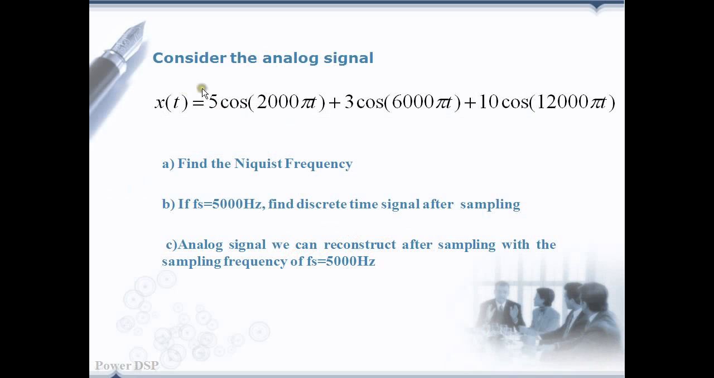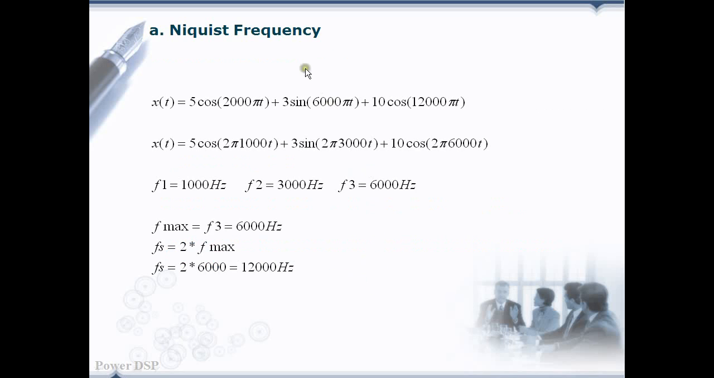There are three frequency components in this analog signal. We need to find out the Nyquist frequency, followed by the discrete-time signal that we get after sampling with the sampling rate of 5 kHz, and then finally the analog signal that we reconstruct with the same sampling rate. Let's move to case A first.